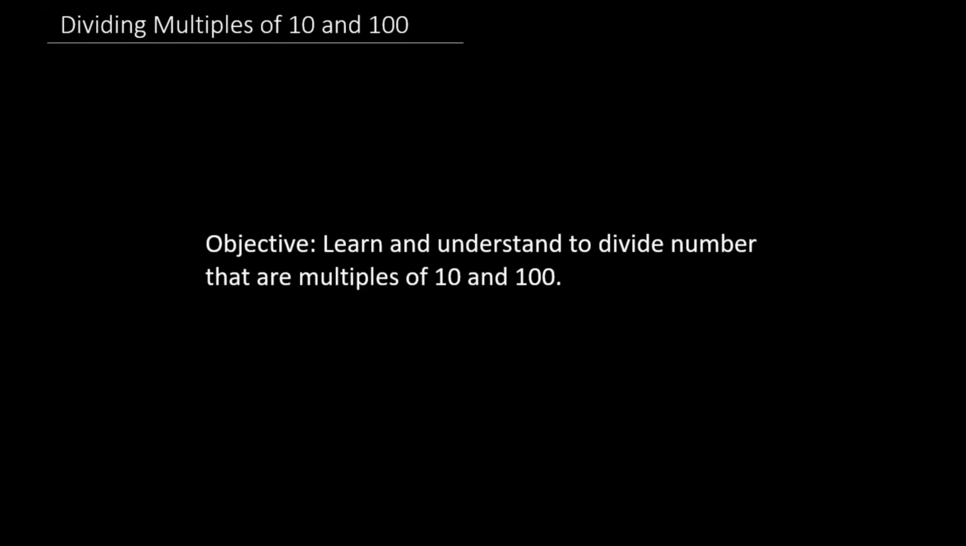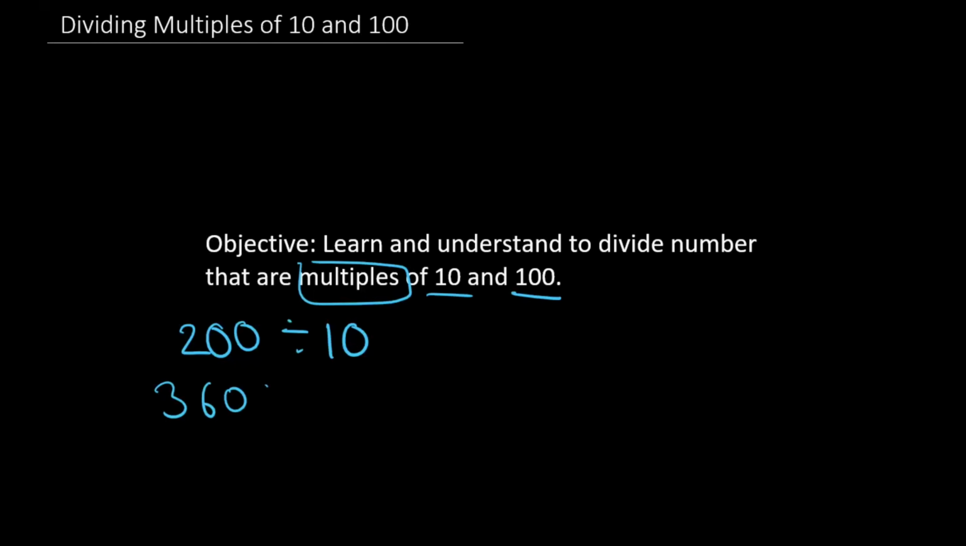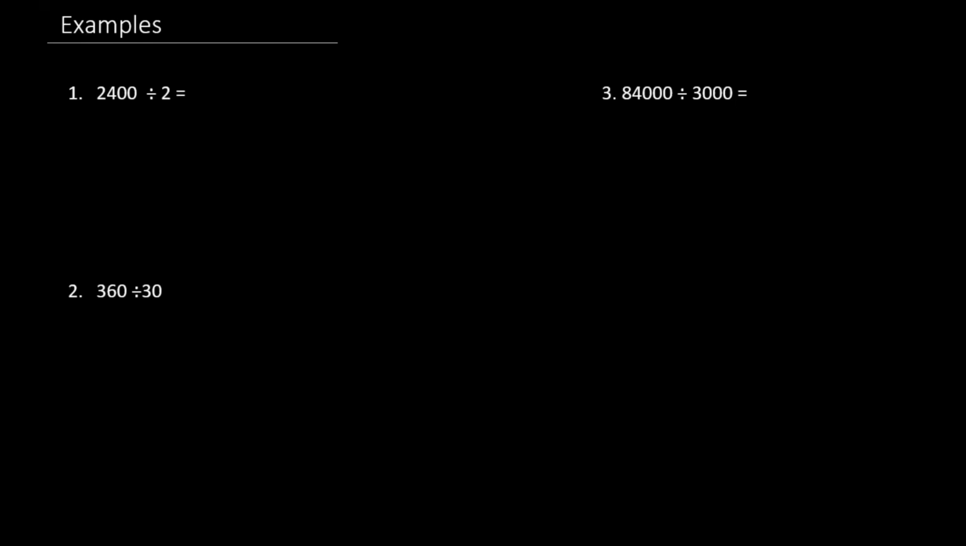The objective of today's lesson is learning and understanding how to divide numbers that are multiples of 10 and 100. For example, we'll learn how to divide 200 by 10 very easily, or 360 divided by 120 easily, instead of actually dividing it. Now, let's start off with the first example.